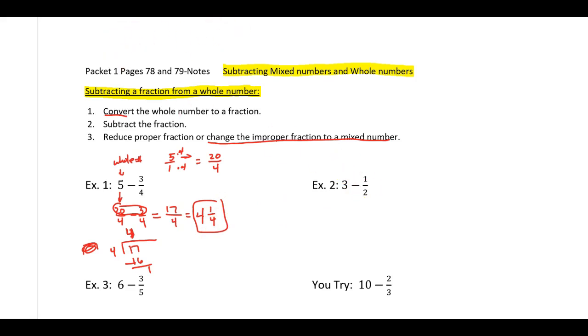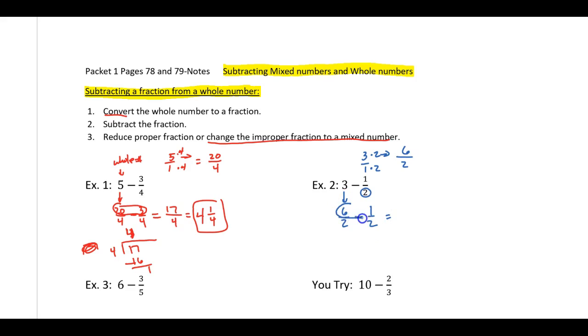So now, the next one. Again, same thing. Convert the whole number to a fraction. So I want to change 3 into a fraction with a denominator of 2. I need this to match up with that. So what do I have to multiply 1 by to get 2? I had to multiply it by 2, multiply the numerator by 2, and I get 6 over 2. So I have converted 3 into a fraction of 6 over 2 minus 1 over 2.